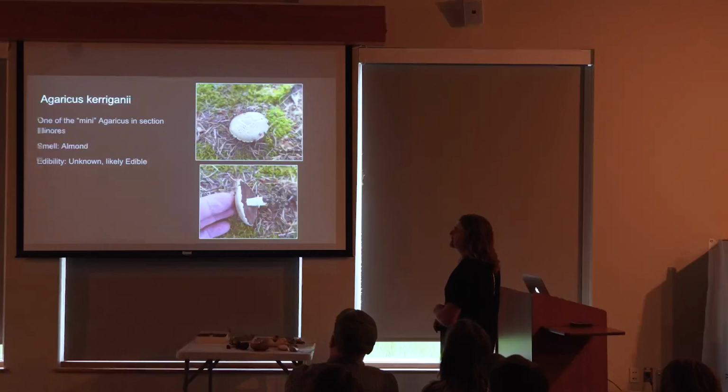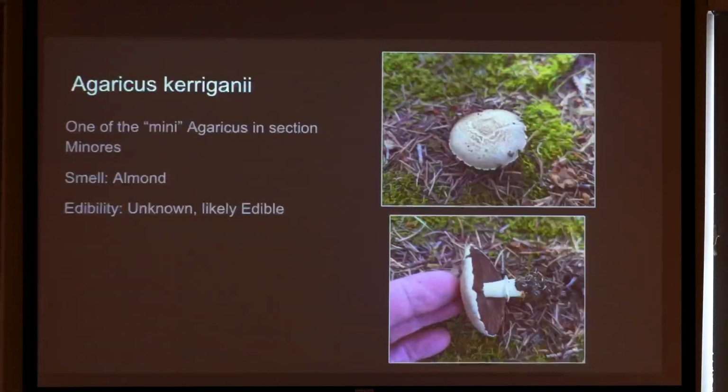So this is a different section now. These are what I call mini Agaricus because they're a lot smaller, and we have a bunch of those floating around. It took me forever to figure out what they were. I knew we had Agaricus carriganii here forever. I didn't know what it looked like. I couldn't figure it out.